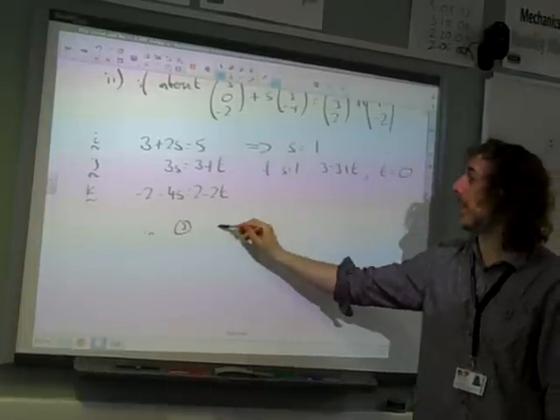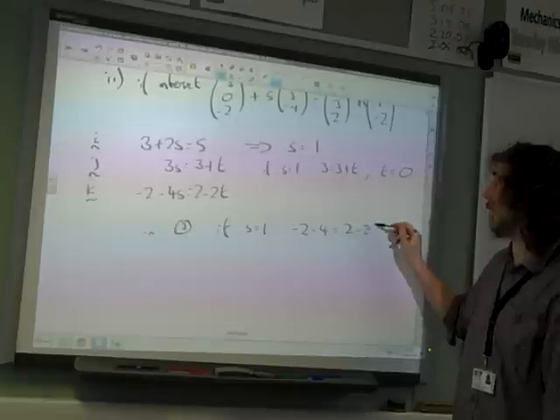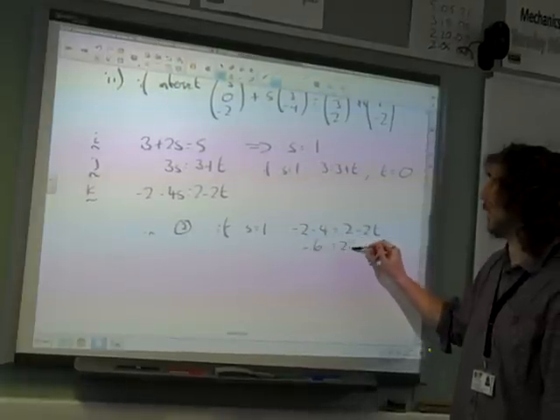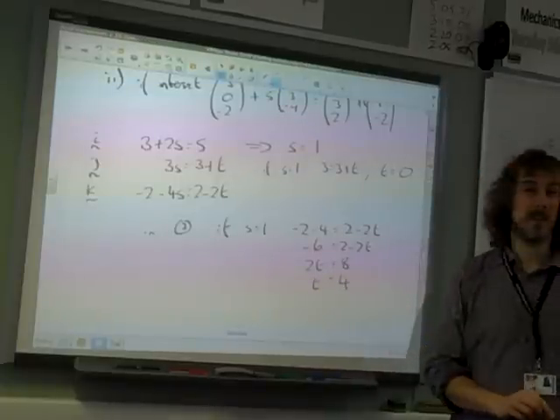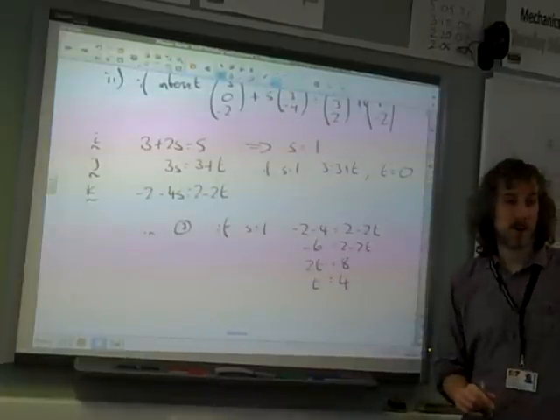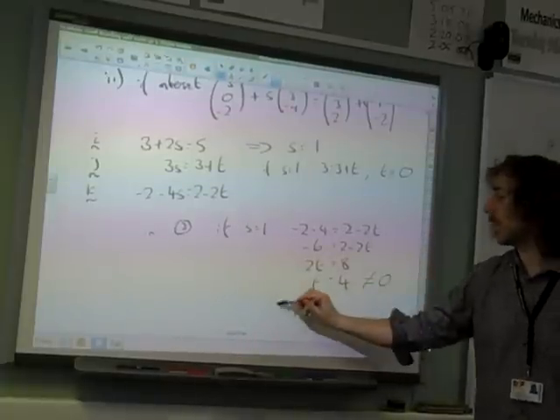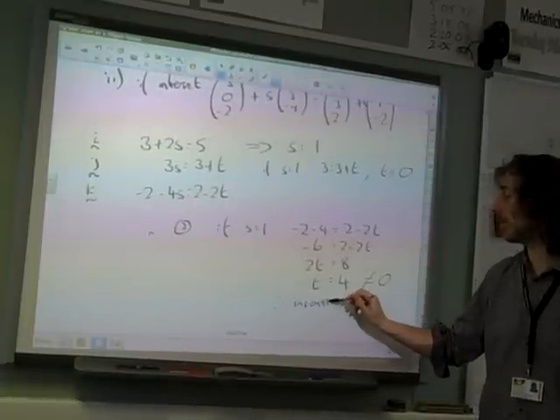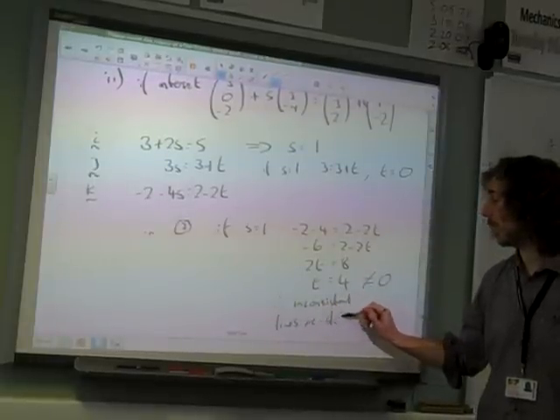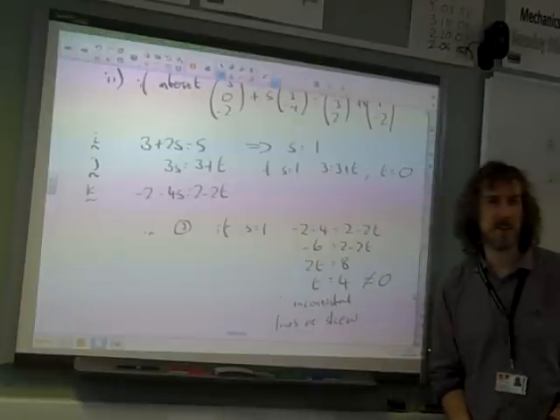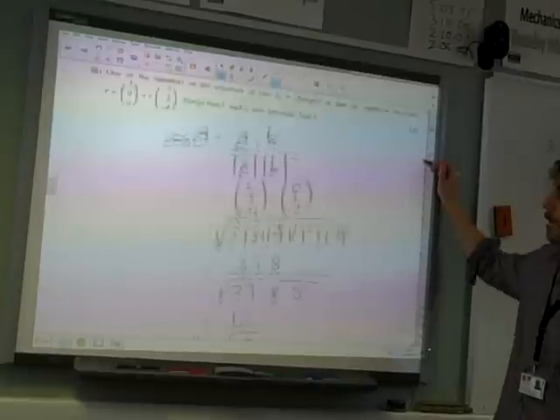So in equation 3, I haven't numbered them, but anyway, if s equals 1, what do we get? Minus 2 minus 4 is 2 minus 2t. We get minus 6 is 2 minus 2t. So 2t equals 8. So t equals 4. That's not consistent, is it? That's not the same as we got here. Not equal to 0, therefore inconsistent. So the lines are skew. I think that's the nicest way of showing that they're skew. Just show that the values don't fit on 3.